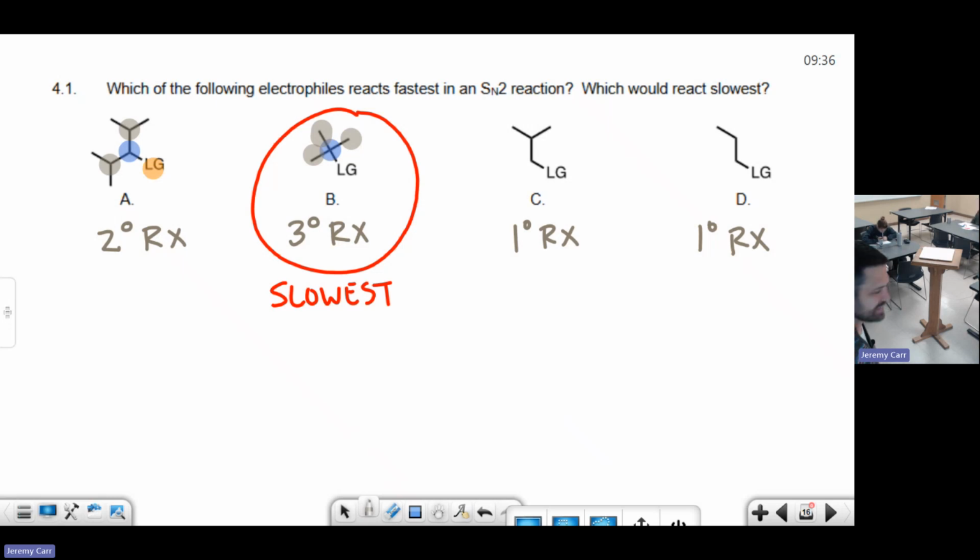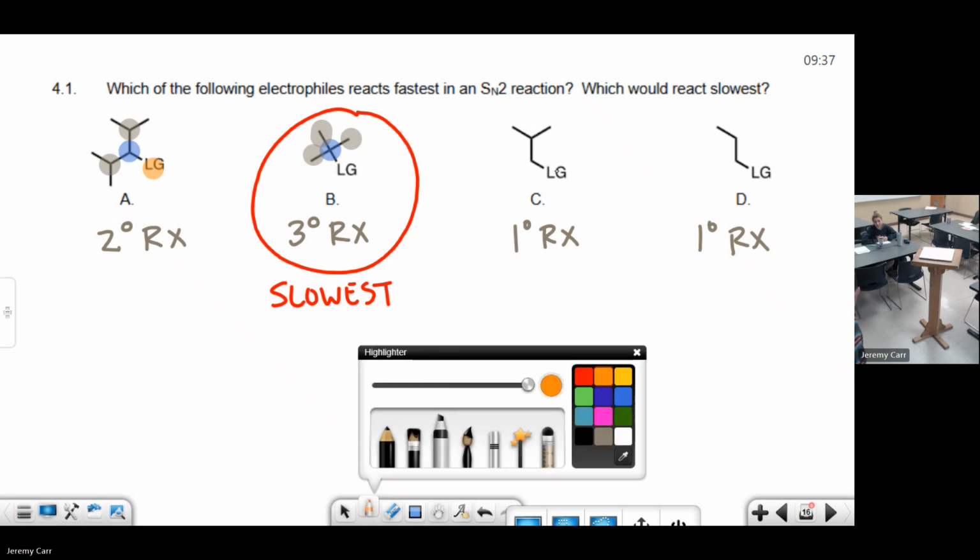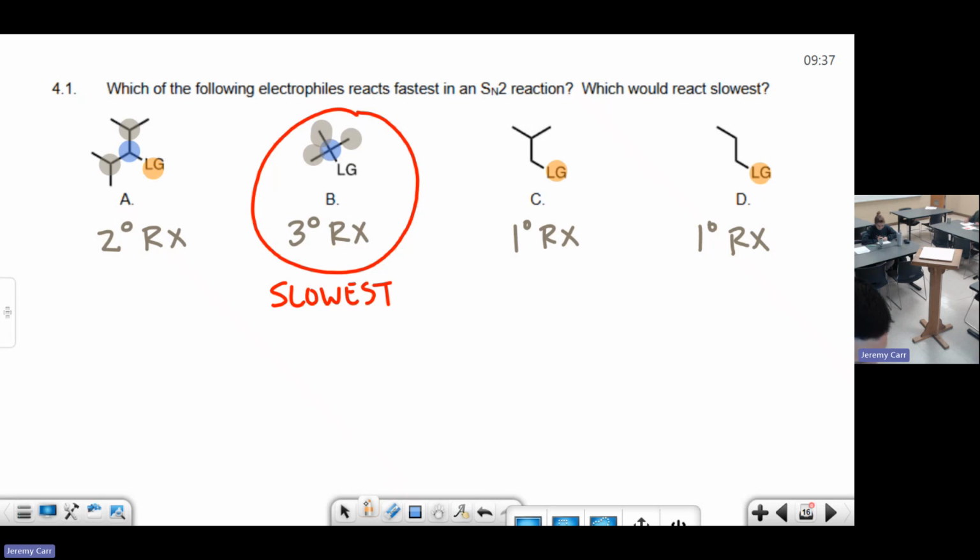Which one's the fastest? You have 2 of them. One is faster than the other one, slightly. Which one's faster, C or D? She says D is a little faster than C. Why is D a little faster than C? Less crowded. I love this problem because it really emphasizes who's paying attention.